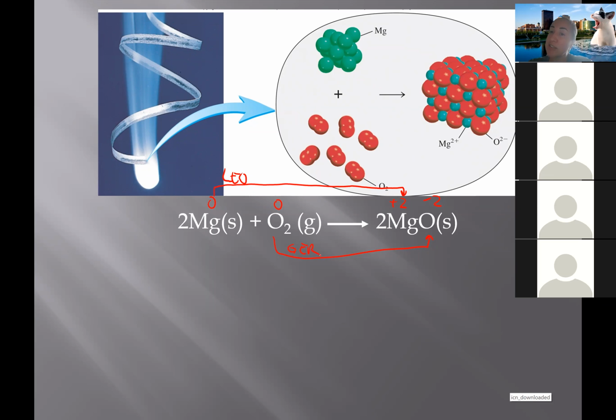Gain of electrons means oxygen is being reduced. Okay? Is everyone cool with that so far? Another thing you need to know for oxidation reactions is you need to know who is what agent. Okay, so let me say that again.